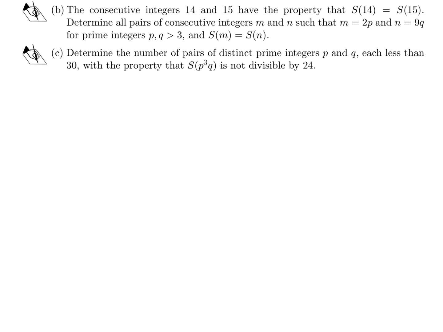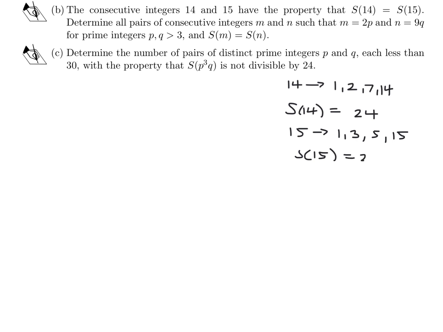So let's discuss this. We have something that is consecutive. So 14 and 15 are the examples they gave us. 14, for example, has the divisors 1, 2, 7, and 14. So therefore, s at 14 is the sum of those, and that is 24, correct? Yeah, 24. And then 15 has the divisors 1, 3, 5, and 15. And therefore, s at 15 would be the sum of those, which is also 24. So that means that s at 14 and s at 15 are equal. They just give that as an example.